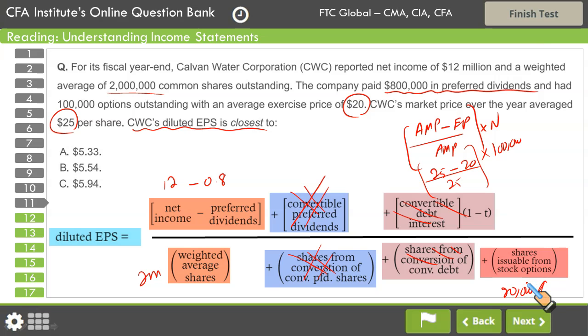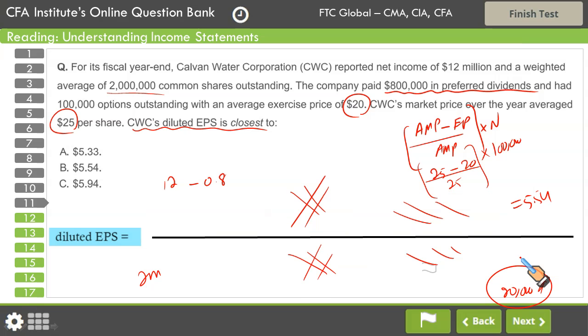Okay, that's the shortcut. But what is the logic behind this? What does 20 represent? Let's first calculate our result also. So it's going to be 12 million less 0.8 divided by 2.02 million. It gives you 5.54. So we got our answer, but we need to make sense of this 20,000 addition to the denominator. Let us try to make sense out of it.